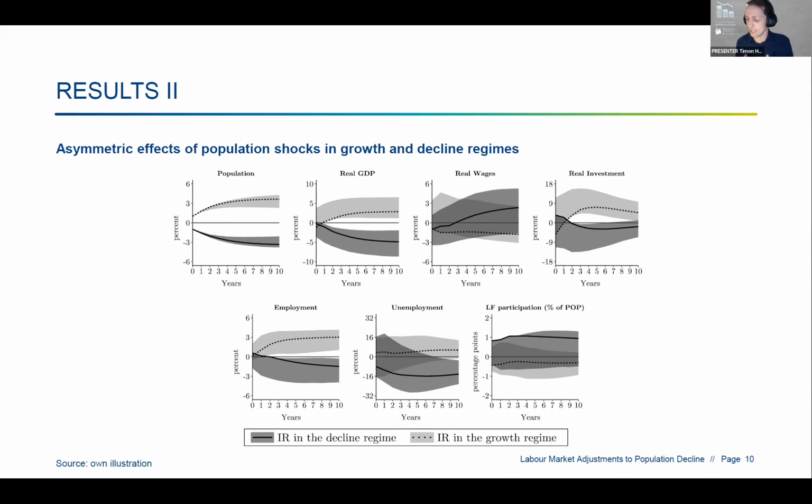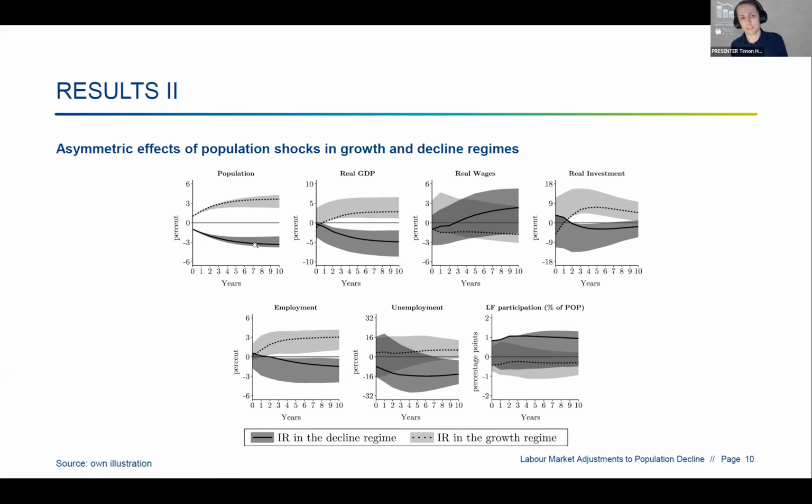The first adjustment is clearly in terms of labor supply. So employment is declining less strongly in the decline regime compared to the growth regime, at least in the point estimate. What we also can observe is that unemployment is declining more distinctly in the decline regime compared to the growth regime, meaning that a lot of people are going out of unemployment into employment, or that is at least a feasible interpretation.